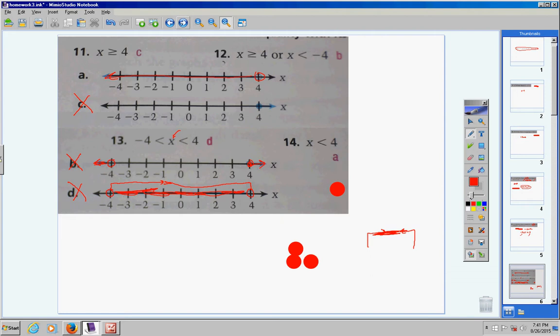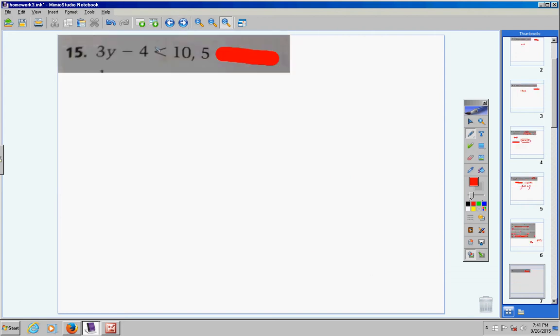To numbers 15, 17, and 19. The directions say decide whether the number is a solution of the inequality. Okay? So, the inequality is 3y minus 4 is less than 10. Now the number we're testing is 5. So everywhere there's a y, we're going to substitute 5.